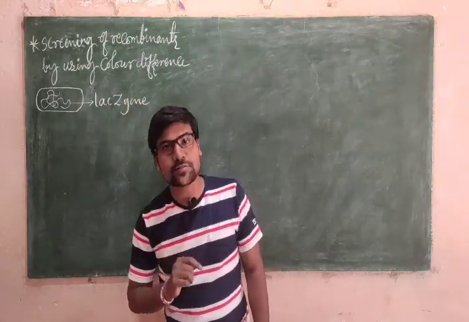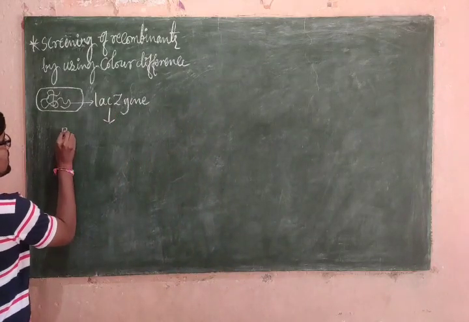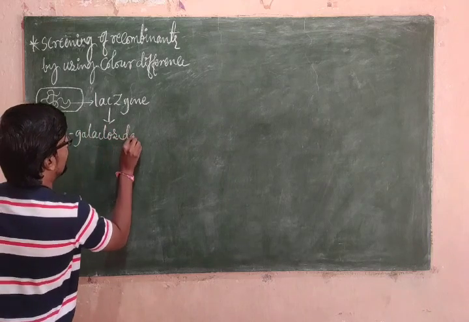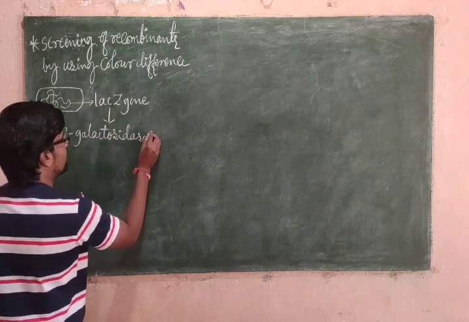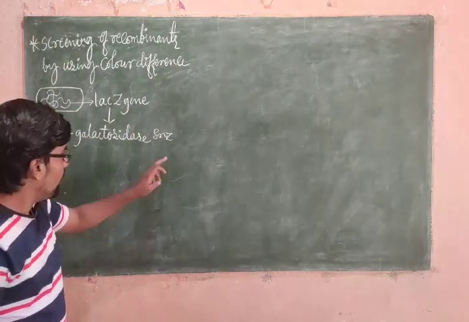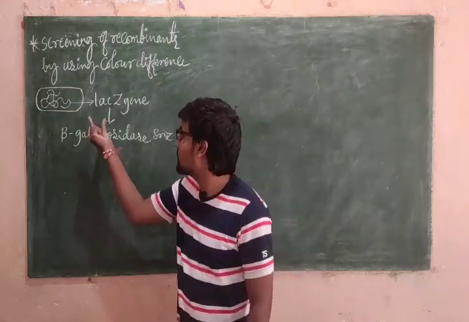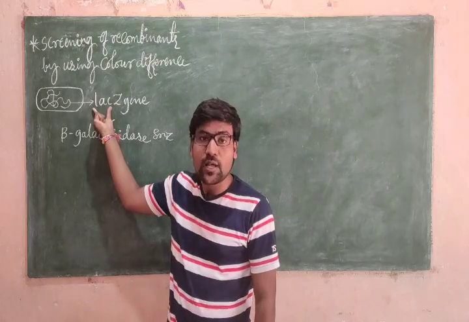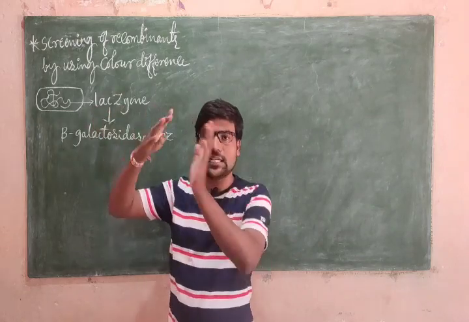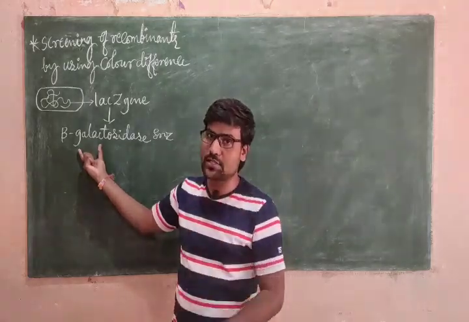That gene is present here, right? Now, what is the work of this gene? It codes for the production of beta-galactosidase enzyme. This enzyme can be produced from this gene. When the enzyme is produced, it helps in the metabolism of lactose. When lactose is broken down, it produces glucose and galactose. So what is the work of this enzyme? It helps in the breaking of lactose.